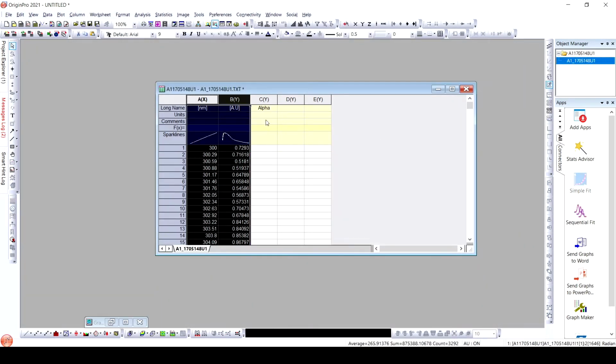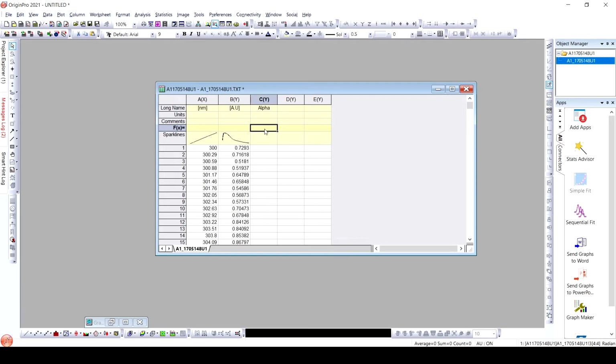Now we will calculate the alpha, that is the absorption coefficient. The absorption coefficient can be calculated by dividing the absorption by the thickness of the film that we have used. The thickness of the film that we have used is about 1.5 micrometers. So we will divide absorption, that is column B, by 1.5 micrometers.